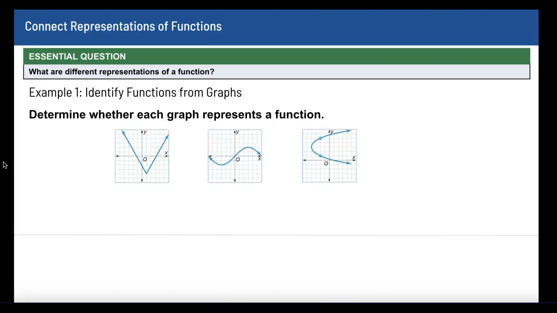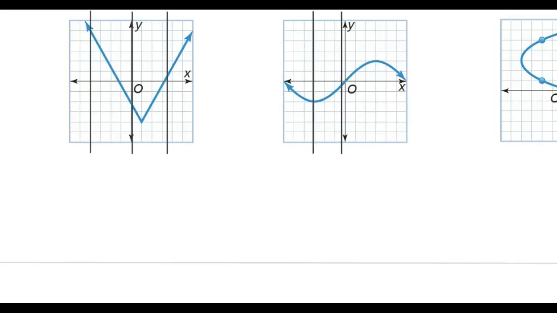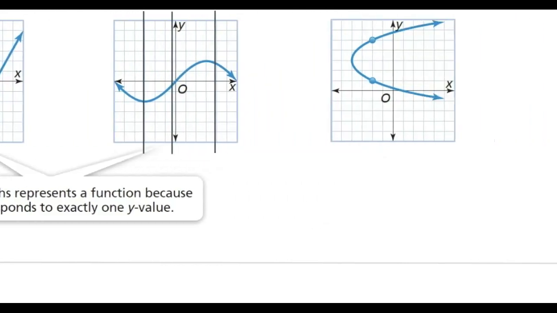We have something called the vertical line test, which says that I can draw a vertical line anywhere on a graph, and as long as it touches the graph of the function only once, then it is in fact a function. So again, looking at this second one, I could draw a line anywhere. It only hits that blue line once. So each of these graphs represents a function because each x value corresponds to exactly one y value, which is essentially what we are testing with the vertical line test.